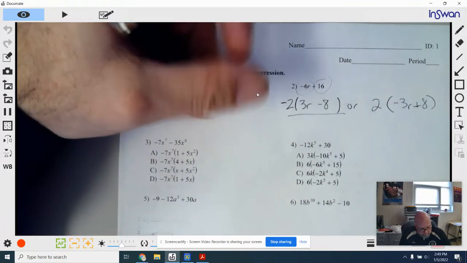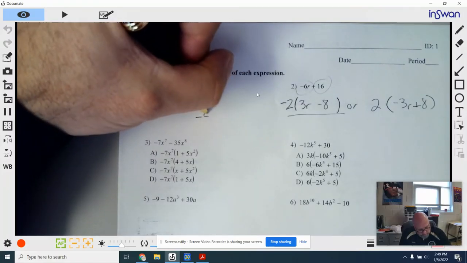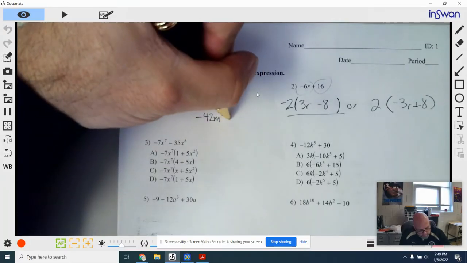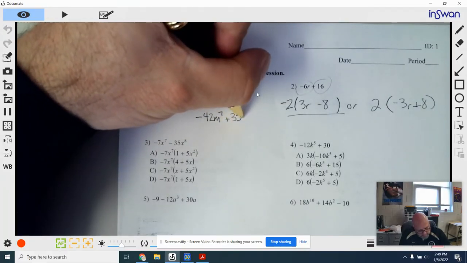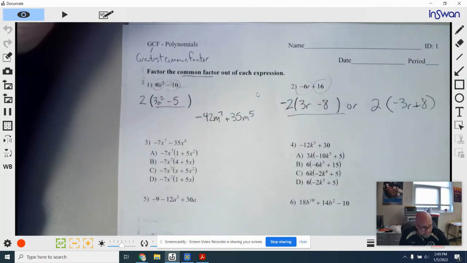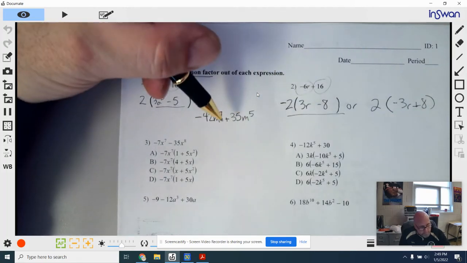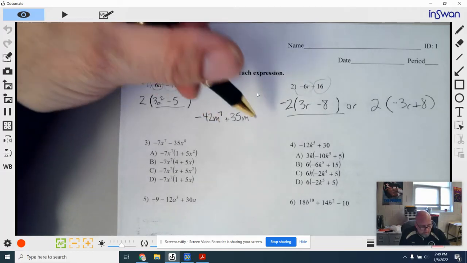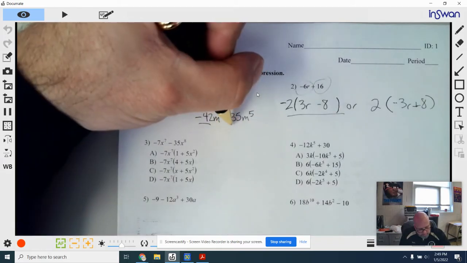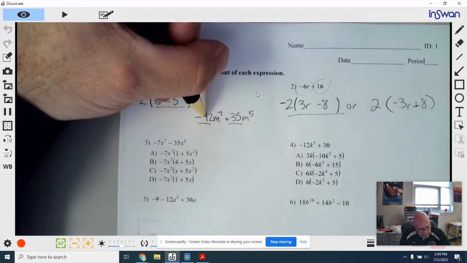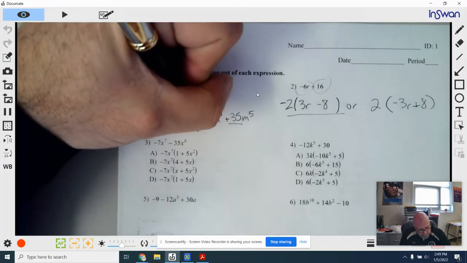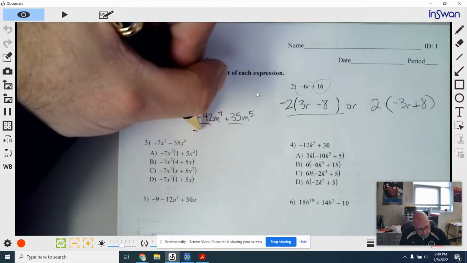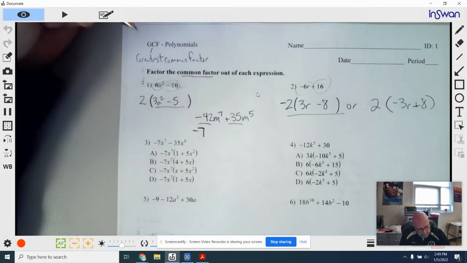All right, I want you guys to write down, let's do negative 42 m to the 7th plus 35 m to the 5th. Okay, so this is the first time that we've seen a problem where they're both sharing some m's as well. So I'm looking at the numbers. I've got negative 42 and 35. I see my leading term there is a negative, so I'm going to pull out this negative. And between 42 and 35, the largest number that goes into both of those is going to be a 7. So I'm going to pull out a negative 7.